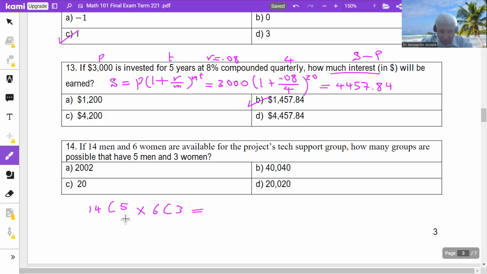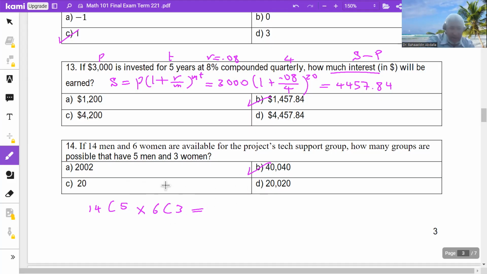This is the number of groups, because we have 14 men and we are going to choose 5 from them. We can do that first, then multiply. This is 2 steps. You use the product rule or the fundamental counting rule. If you use the calculator, 14C5 times 6C3 will give you 40040. So that's the correct answer.